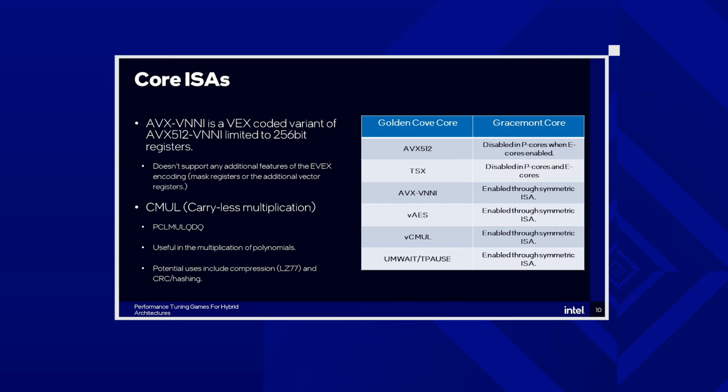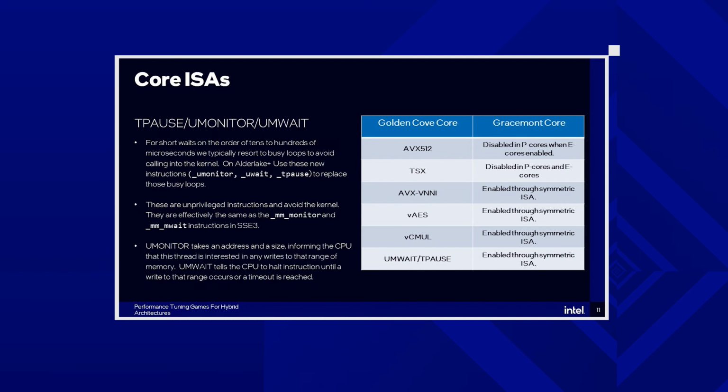It's useful in the multiplication of polynomials and could potentially have a use in games with compression and CRC hashing. Another set of new instructions on Alder Lake is tpause, umonitor, and umwait.